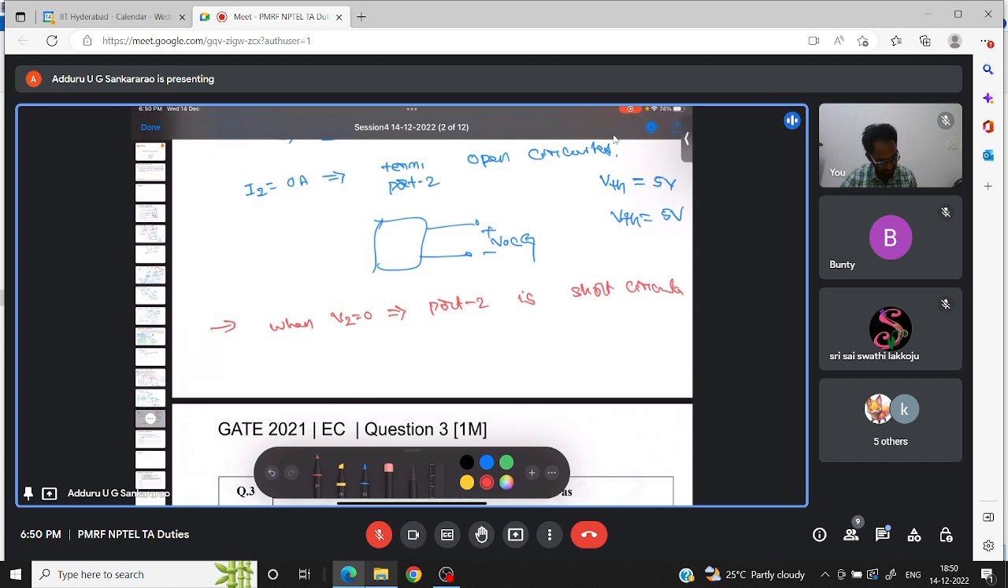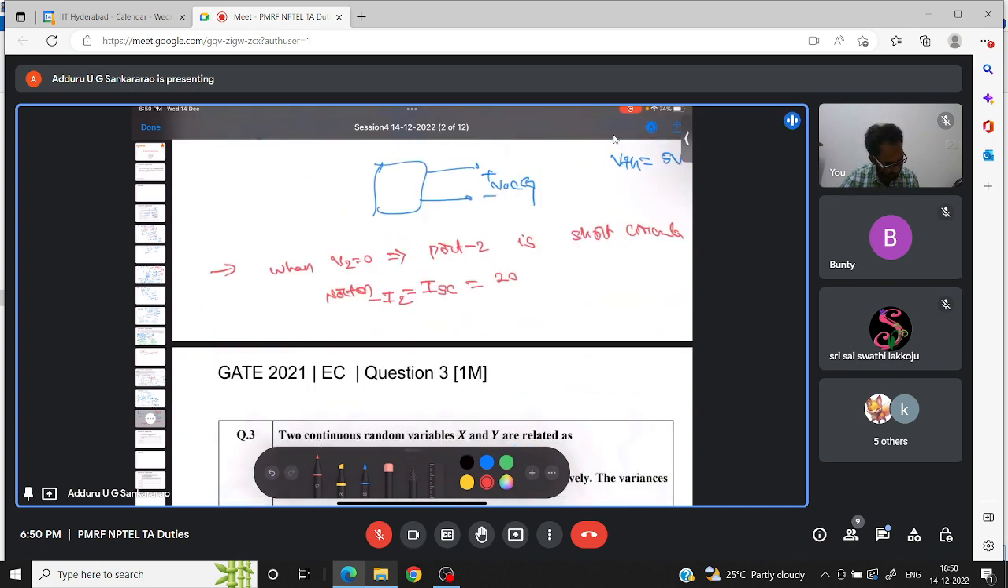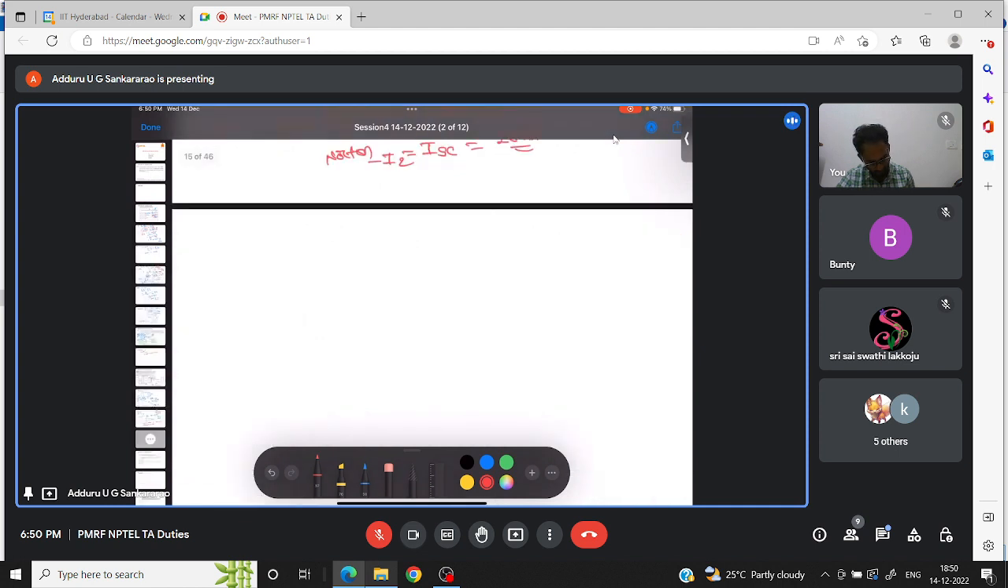Now the current is nothing but, from Norton's theorem you have seen, right? So minus I2 is nothing but ISC. So what is that? 20 milliamperes. From the plot, if we extend the plot, we got ISC as 20 milliamps. So VTH we got as 5 volts, and ISC we got as 20 milliamperes.